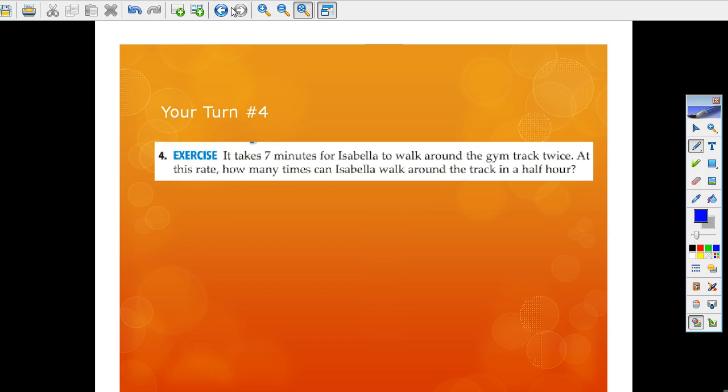So here's your turn, number 4. Exercise. It takes 7 minutes for Isabella to walk around the gym track twice. At this rate, how many times can Isabella walk around the track in a half hour? So 7 minutes to walk around twice. How many times can she walk around the track in a half hour? You have minutes and how many times, so you have to be consistent, minutes over time.